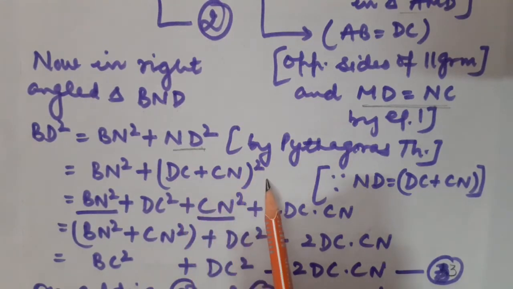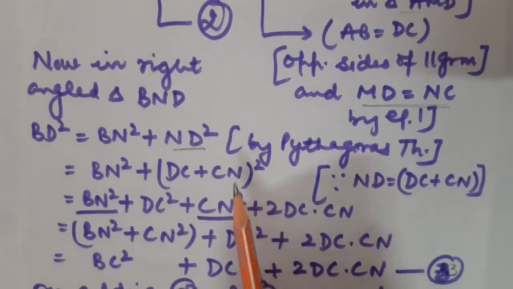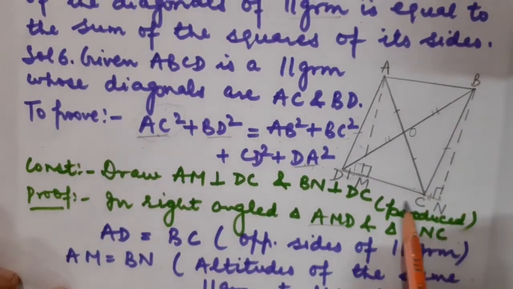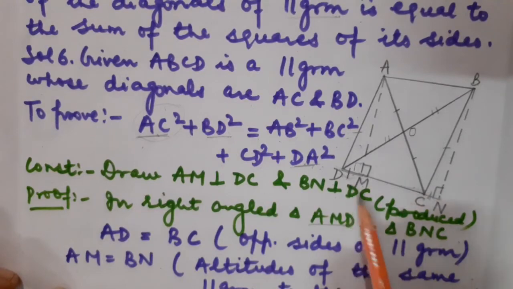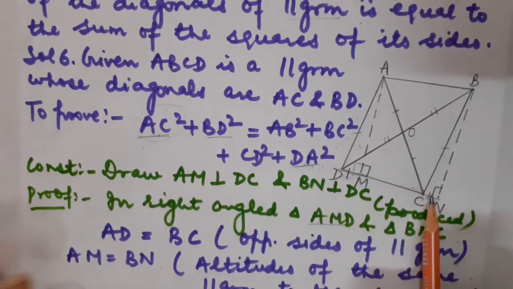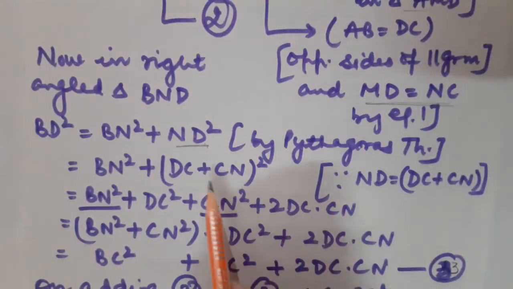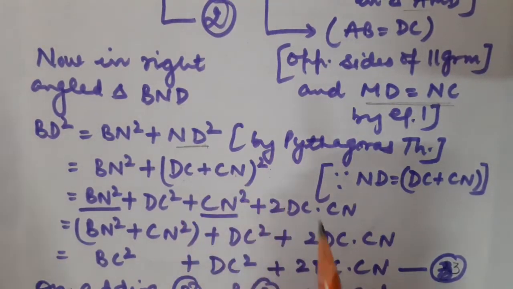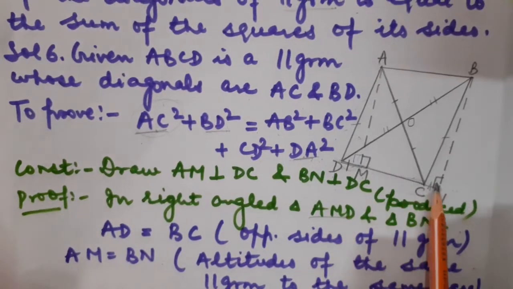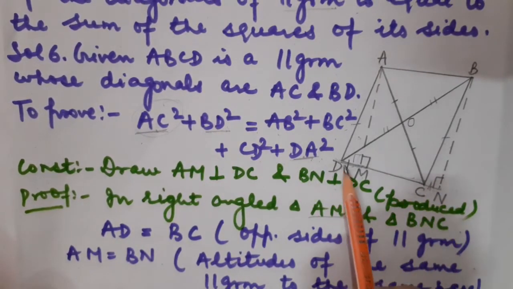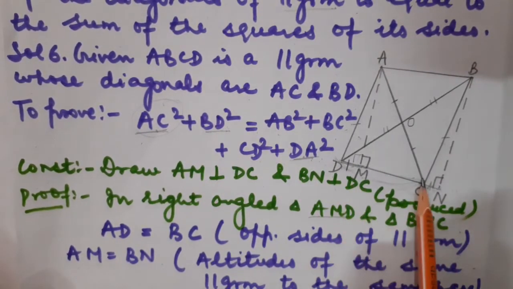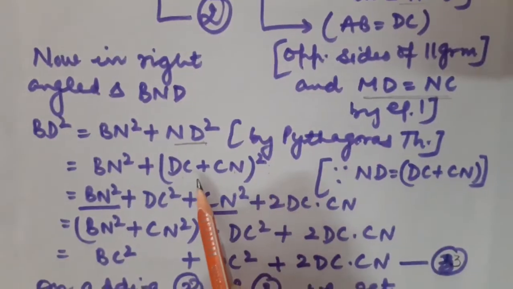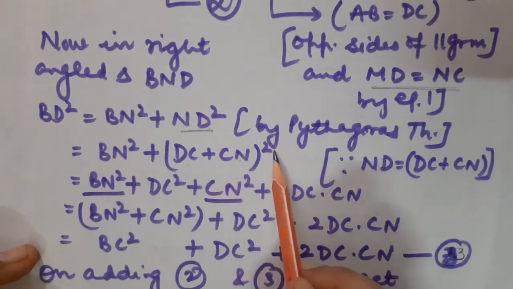That is A plus B whole square I want basically. And you can see where is ND in the diagram. This is ND, complete ND. Clear? So I am going to break this complete ND. How? ND is equal to DC plus CN whole square. Let us check. ND is equal to, this is DC, means the side of a parallelogram, plus CN. So here I have written DC plus CN whole square.